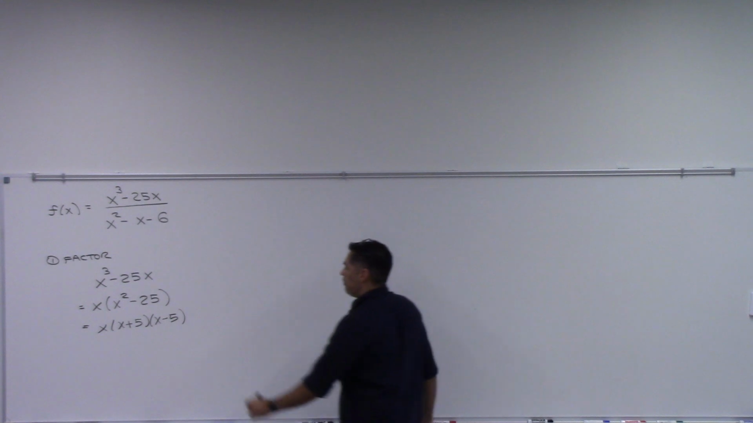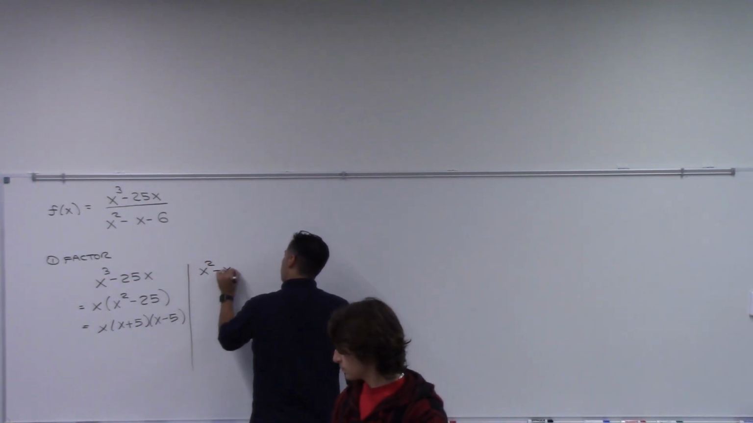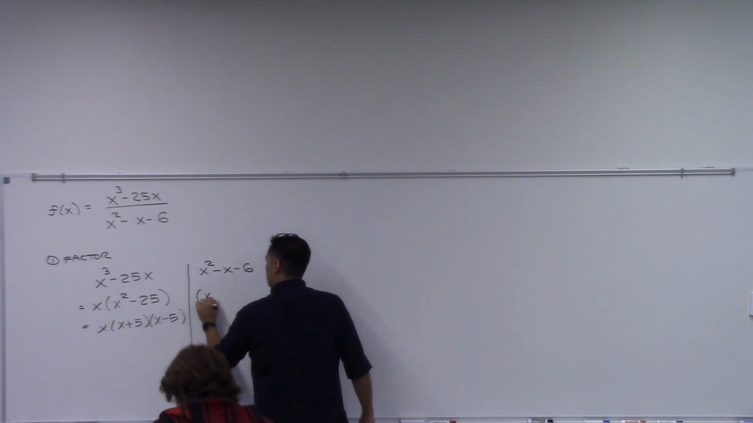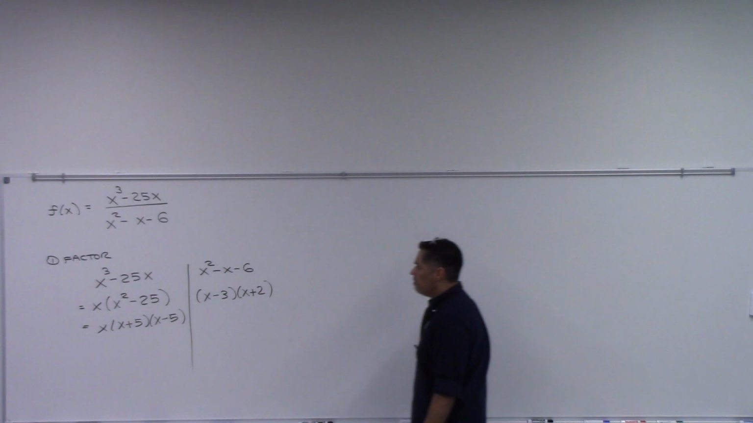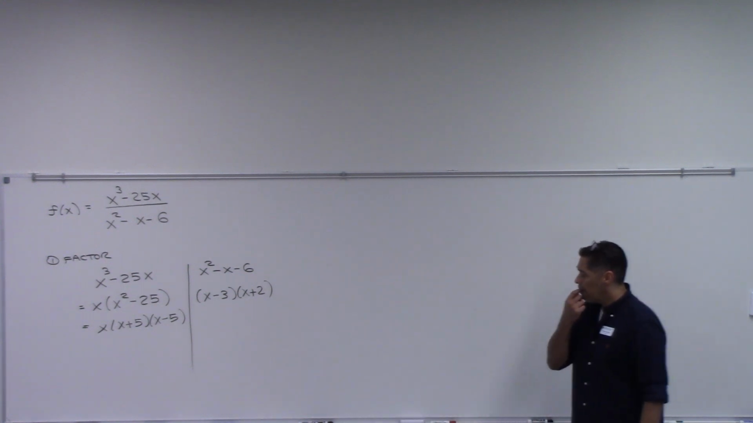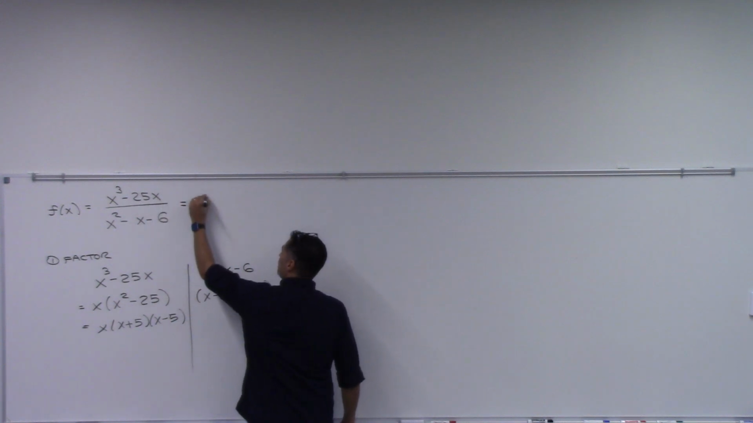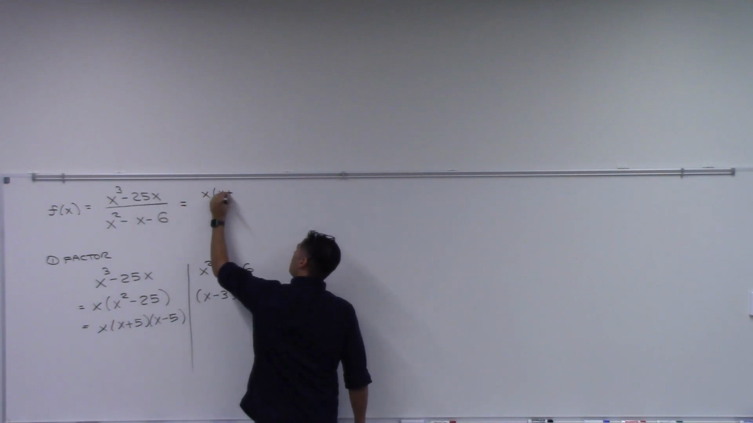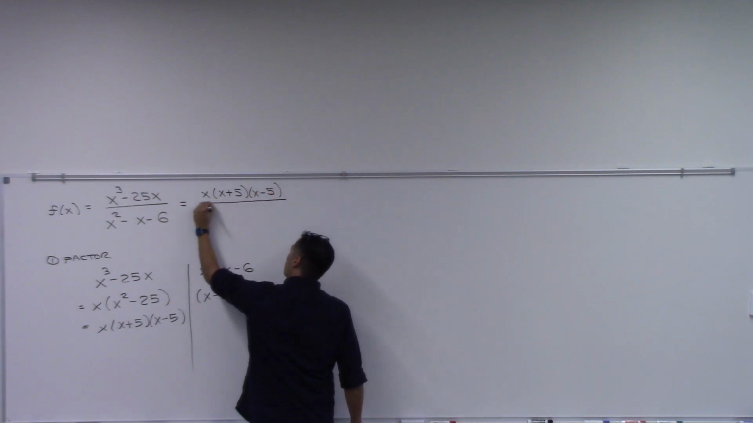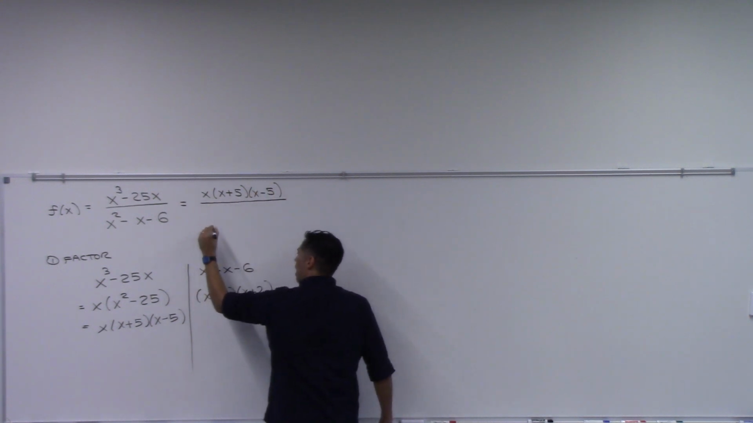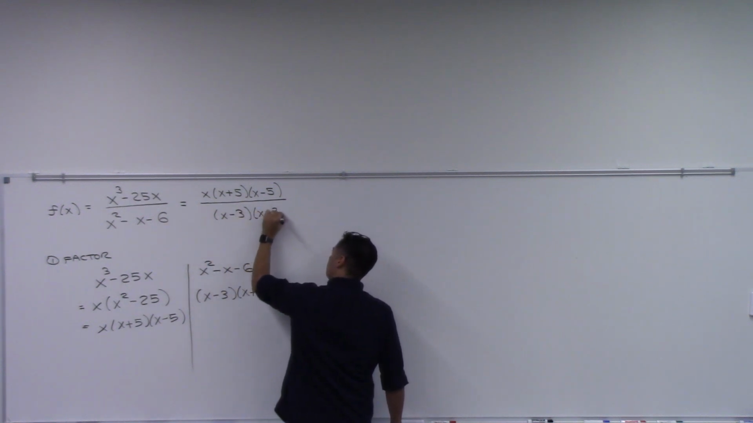Next thing. Factor at bottom, right? Quadratic. Minus 3 plus 2. Not showing the steps for that, trusting that you could get that. And so now I'm going to come back up here and I'm going to rewrite this as x times x plus 5 times x minus 5 over x minus 3 times x plus 2.